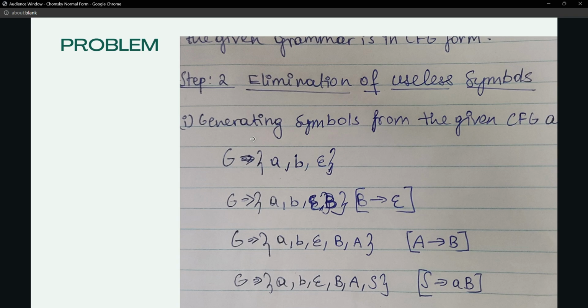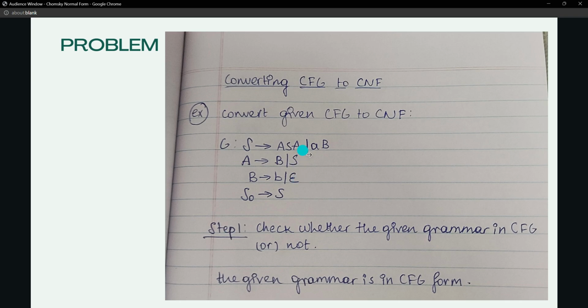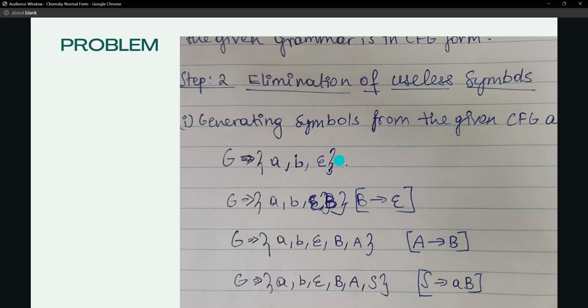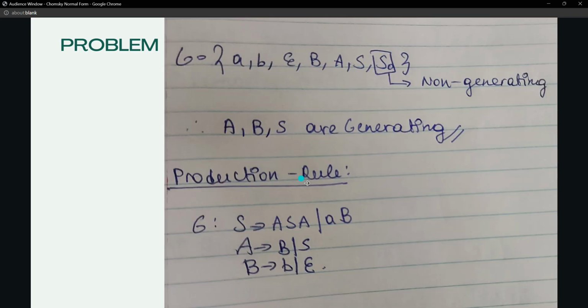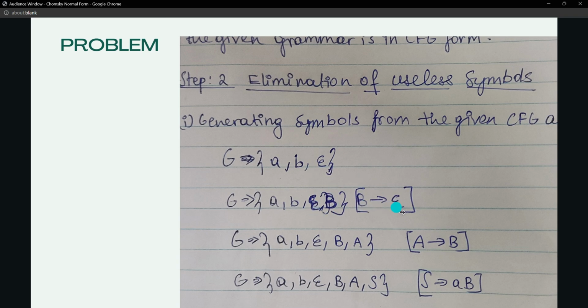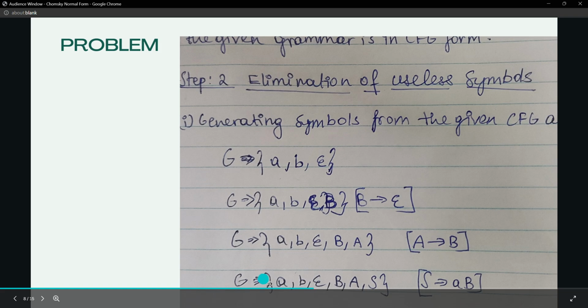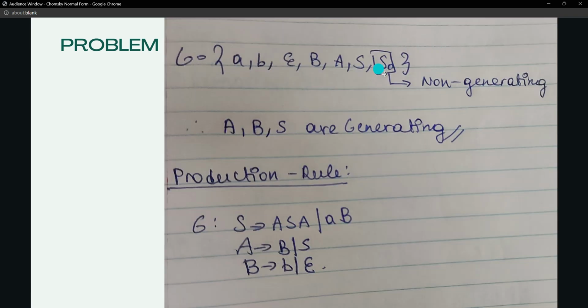For generating symbols, denoted by the letter G, we take all the terminal symbols, small a and small b, and the epsilon production that we have here. So as of now we have a, b, epsilon, and using the production rule, B gives rise to epsilon, we are going to add B. We add B, and G gives us A, B, epsilon, B, A, with A giving B, and A, B, epsilon, B, A, S, where S gives us A, B. And for us, S naught is non-generating as it cannot give S, and it's not reachable. S naught is a useless symbol because it is not going to contribute to our production rules, so we are going to eliminate S naught.